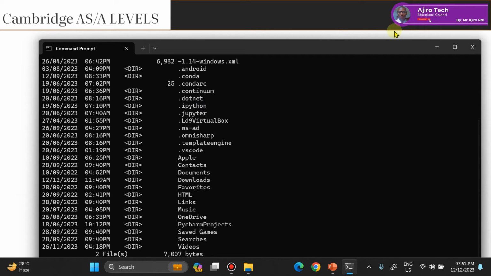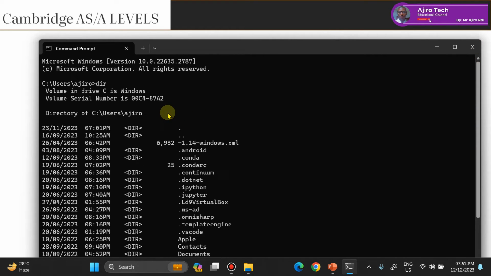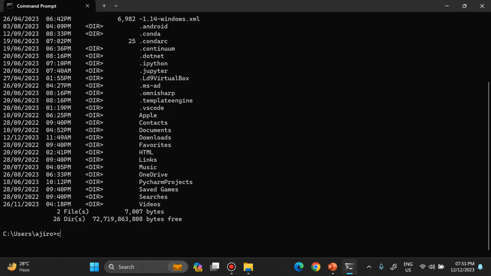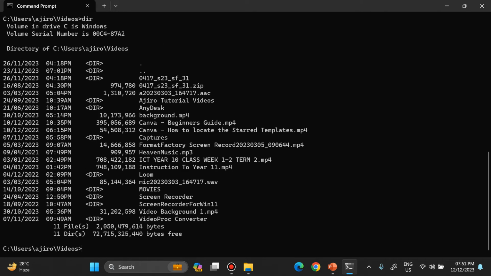Okay, so for me to do this, these are the folders that I have available. To do this, there are so many commands that you need to understand. I can change directory to what I want to change to, maybe to video. If I list the directory, it's going to show the videos I have here. I have screen recorders, canvas, how to do this for my factory, Ajiro Tech tutorial videos. They're all available on my YouTube channel. So you need to understand the command. That's what they are.